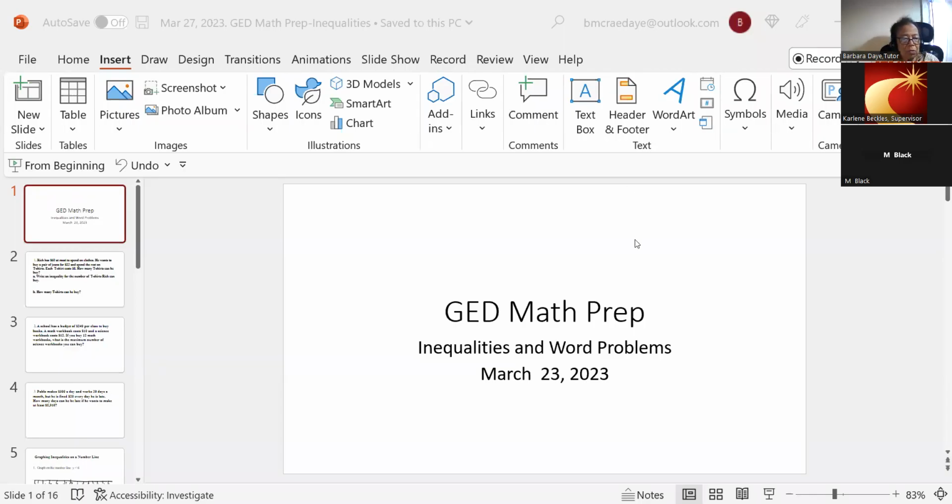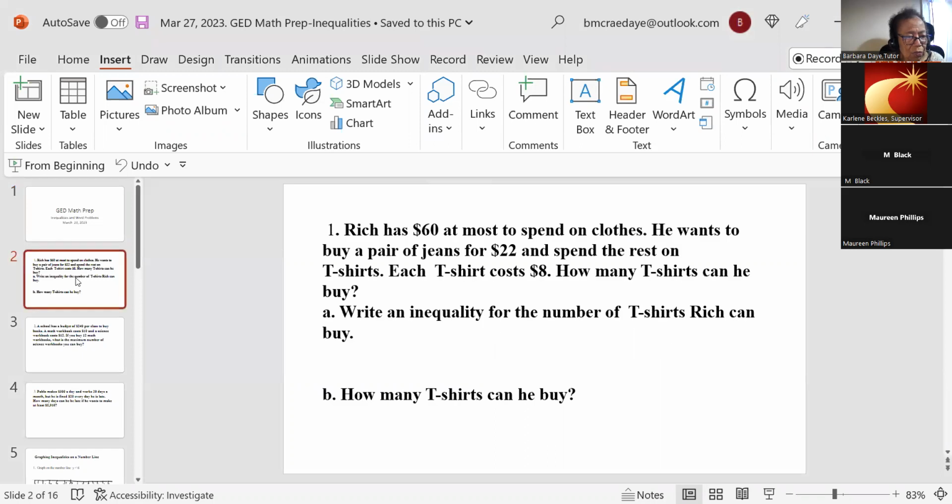Okay, so we will review inequalities and word problems, and also inequalities with translation of the verbal to the math. So you see inequalities and word problems, right? Yes. So let's go to it. Okay, we'll start with some word problems.